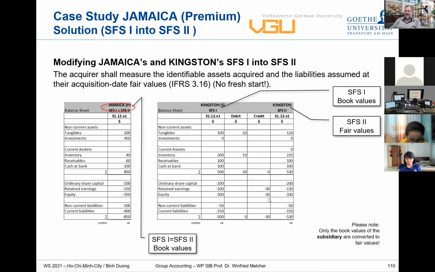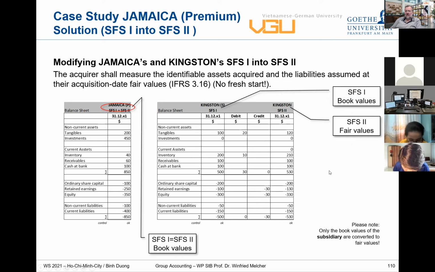We now have in this last column of Kingston the fair values of the subsidiary, but it's still a single financial statement. It has nothing to do with the consolidated financial statements yet, because we just worked on the single financial statements of Kingston.